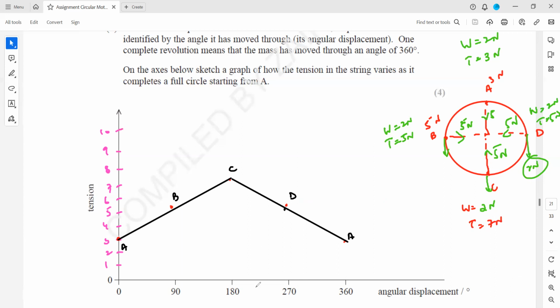Is it clear, this one? Anyone having a doubt or a question?